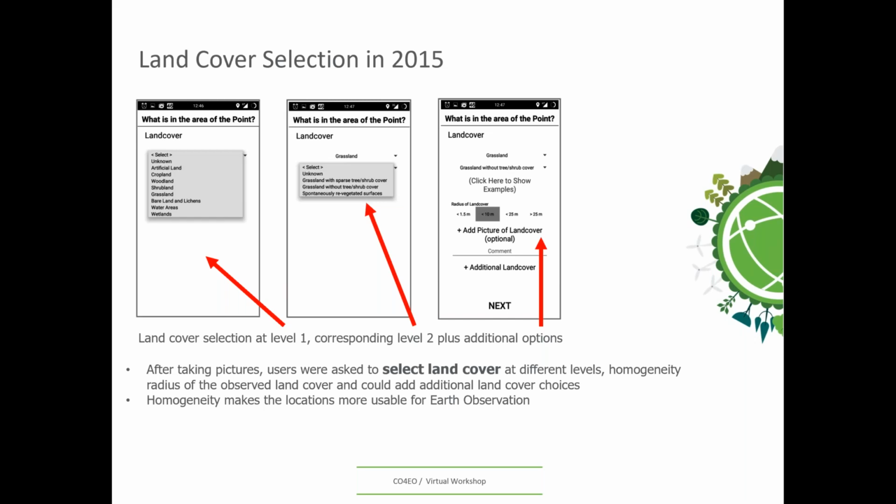The other thing we added, which makes this useful for Earth observation, is this idea of the radius of land cover. So they were at the point, they look around and they see where the land cover changes. So for example, here, less than 10 meters. That means 10 meters around that point is grassland without tree shrub cover. So we actually have areas instead of just points, which makes it more useful for remote sensing Earth observation purposes.